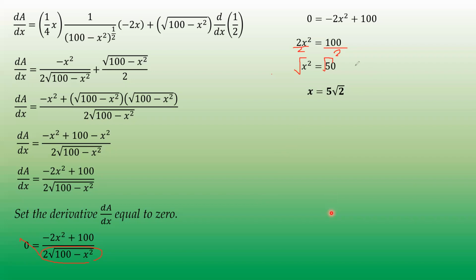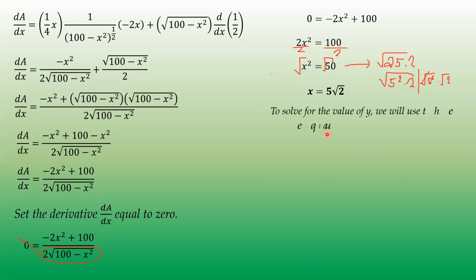So paano nakuha yun? Ito kasi 50 ay square root of, hanap ka ng perfect square, 25 times 2. So ang 25 ay 5 squared. Kaya square root of 5 squared dyan, square root of 2. Cancel ito, saka ito, meron kang 5 square root of 2 ngayon. Okay, so yan yung x. Now, to solve for the value of y, sa galing kanina, sa ating Pythagorean theorem, ang y ay equal sa square root of 100 minus x squared.